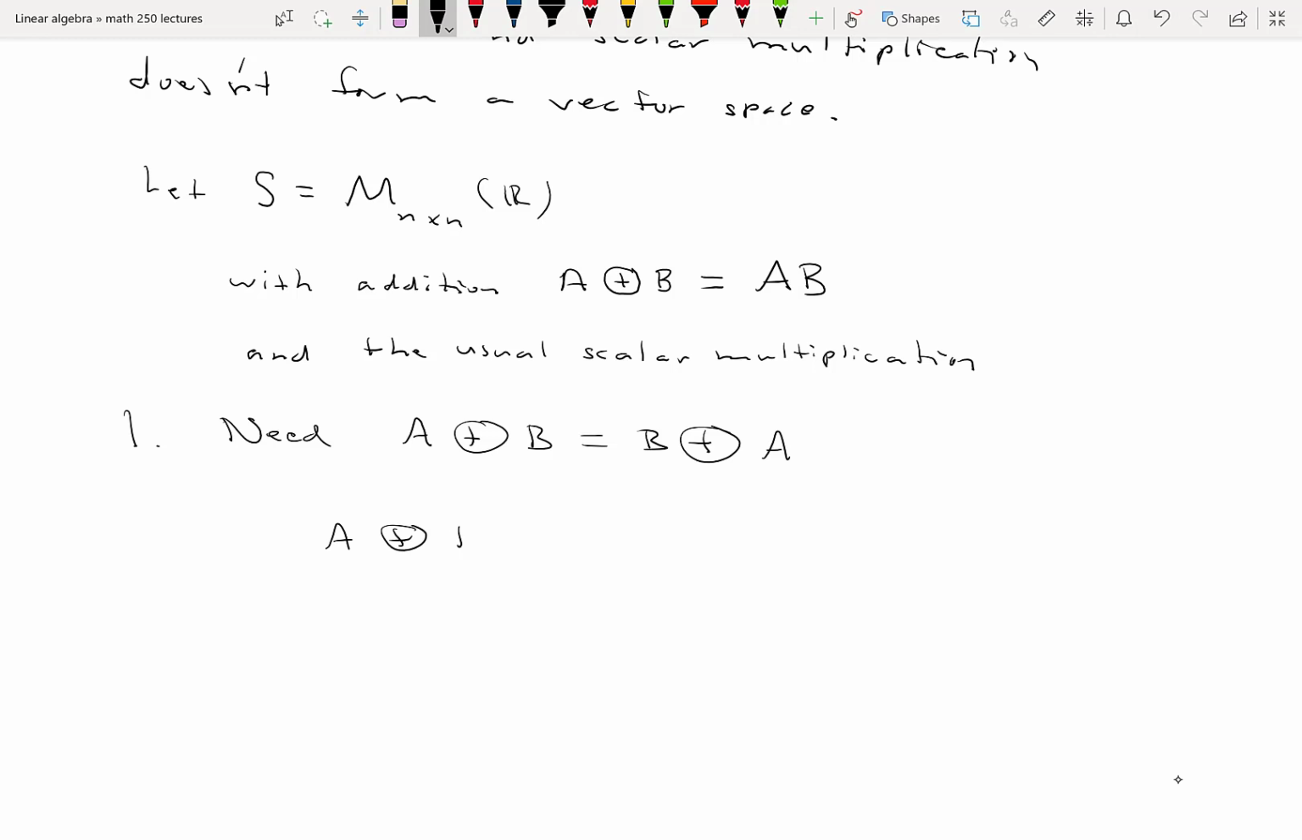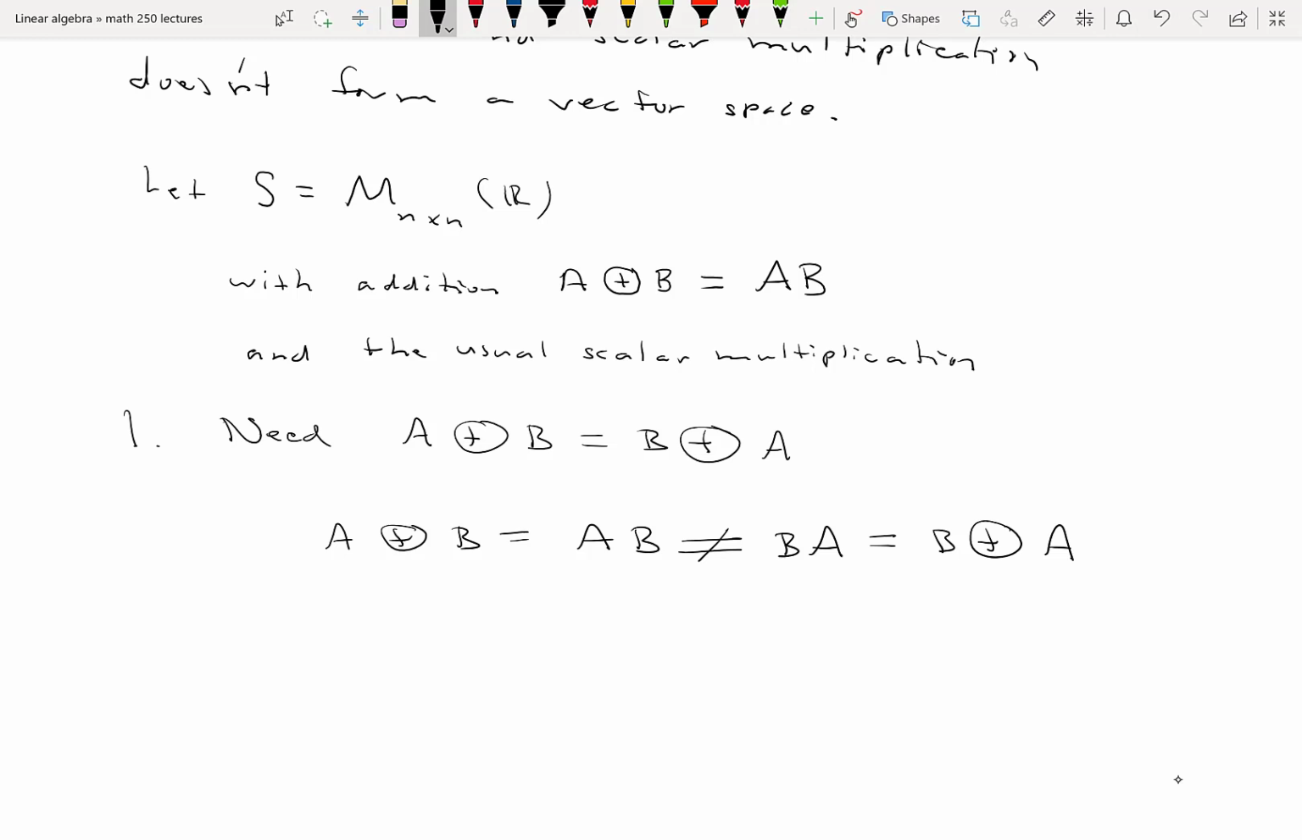A plus B is AB. Now our set is huge. The set of all n by n matrices with real entries. And matrix multiplication is not commutative. So AB is not equal to BA, and BA would have been B plus A.